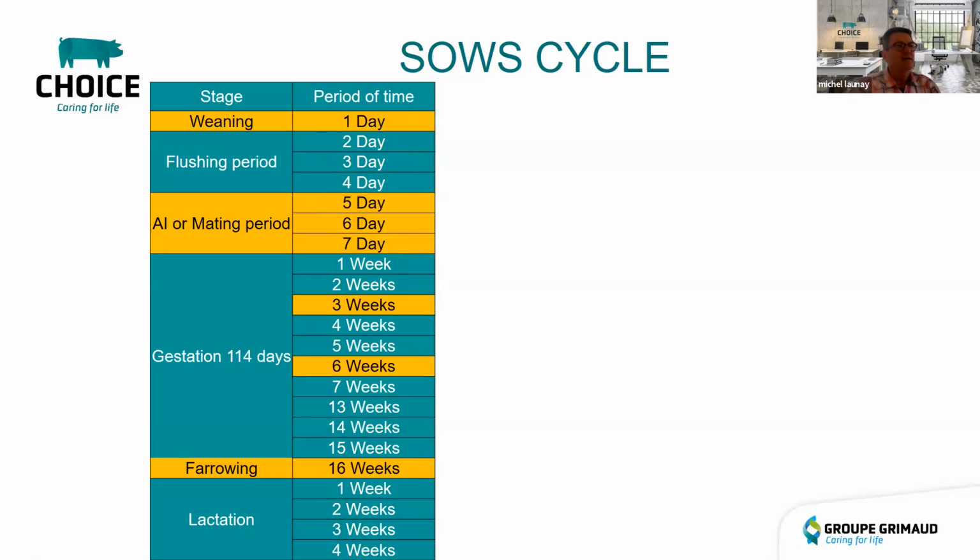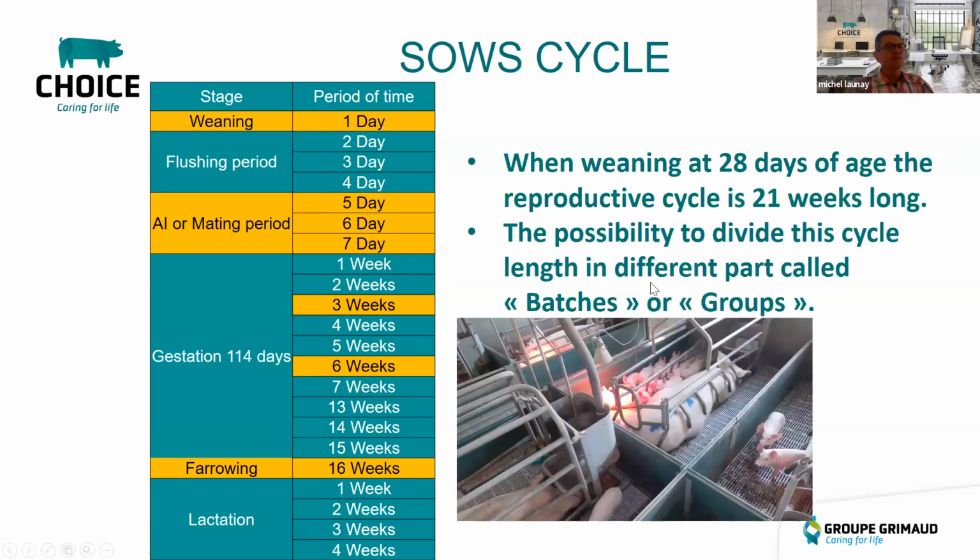So, as I told you, when we wean at 28 days, the reproductive cycle is 20 weeks long. And when we divide this length of cycle, we can work in different groups or batches, and that's batch management.